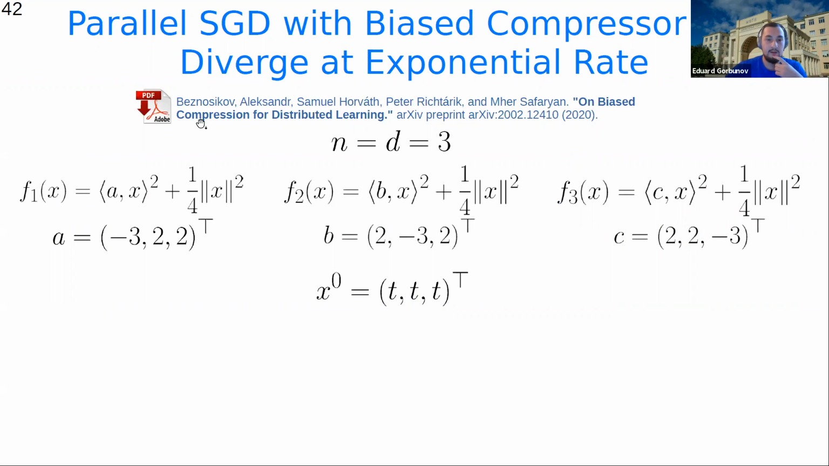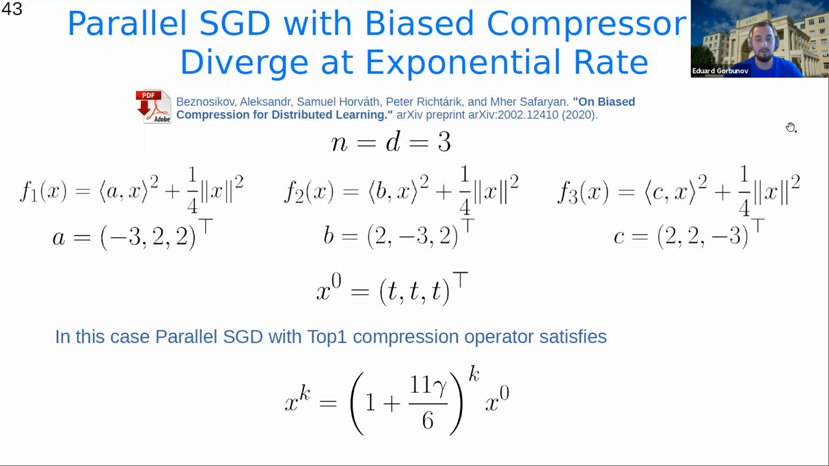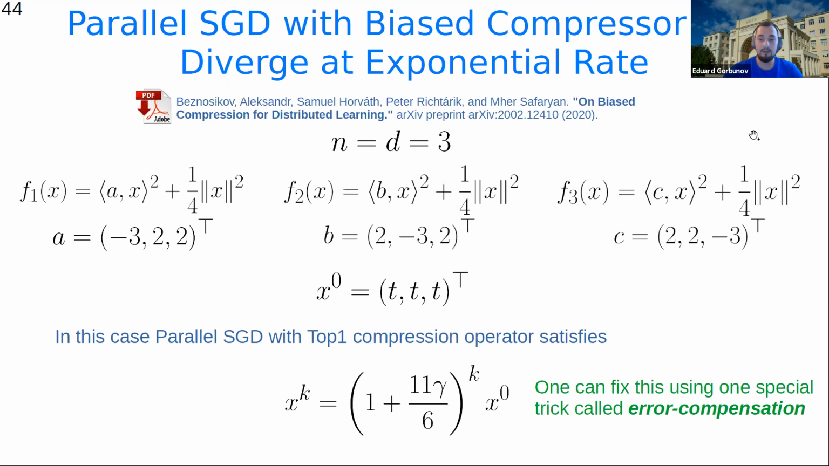And in this paper by Alexander Beznosikov, Samuel Horvath, Peter Richtarik, and Mher Safaryan, the authors proposed a simple example when parallel SGD with top 1 compression operator diverges exponentially fast. So they considered a quadratic problem with n equals d equals 3. I remind that n is the number of functions and d is the number of parameters, the dimension of the problem. In this case, parallel SGD with top one compression operator satisfies this recursion, and as a consequence, it diverges exponentially fast. So one can read the details in this paper.